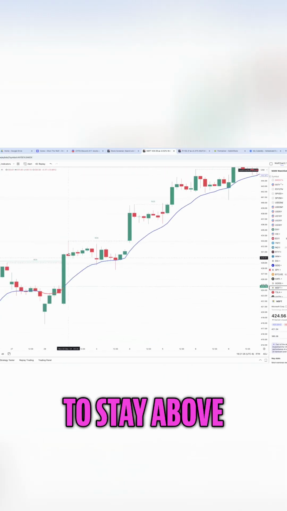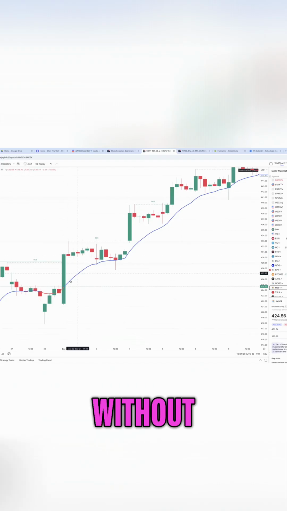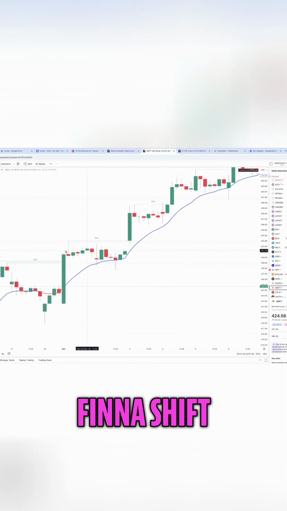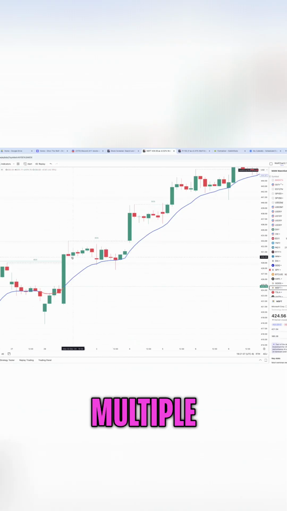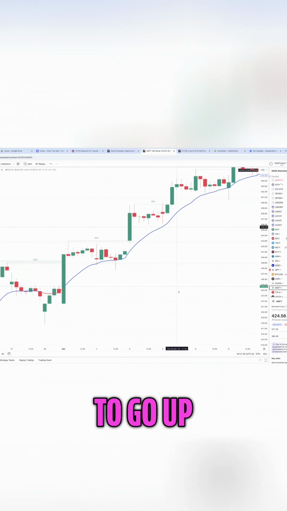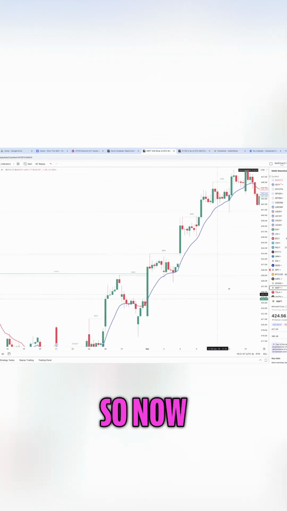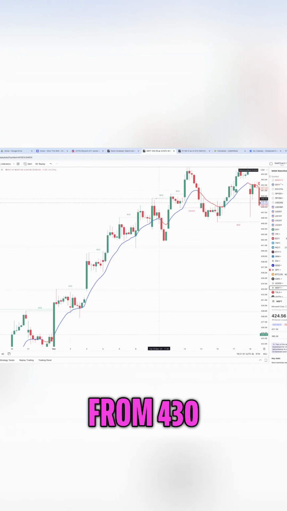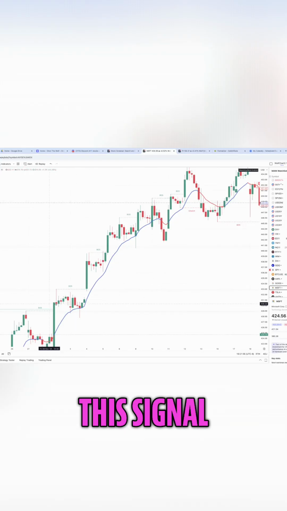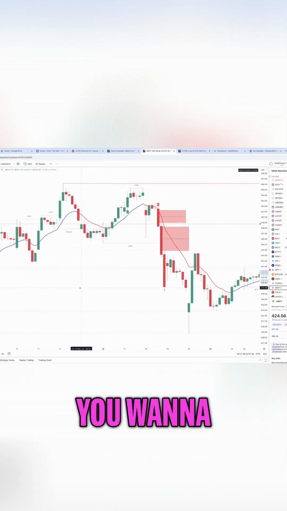You want a candle to stay above that 12 without coming down and touching it at all to signal that the trend is finna shift. And not only that, with this reversal right here, you got multiple candles consecutively closing over the 12 without touching it. That showed true strength, that they were ready to go up in a strong way. So if you zoom out and look at that reversal, we were able to move up from 430 all the way to 450 on Microsoft after this signal. So that's what you want to look for.